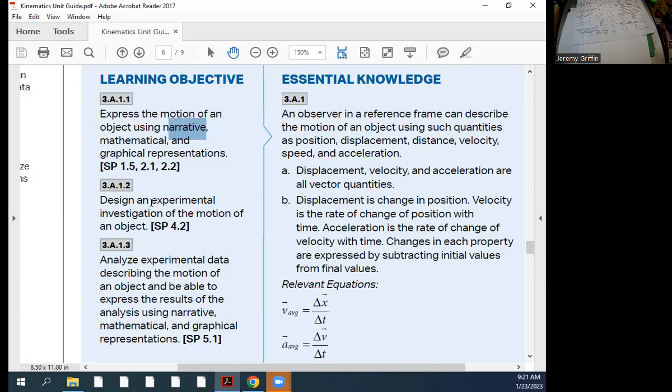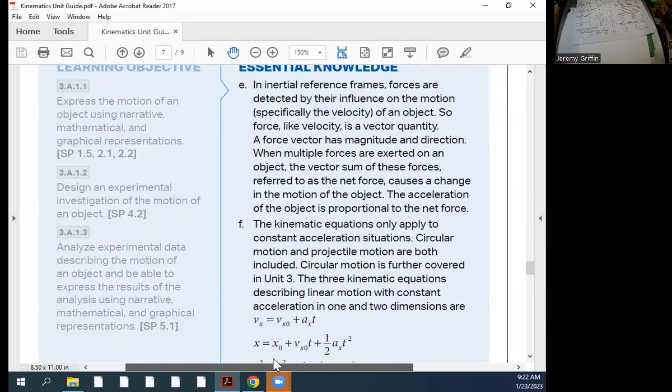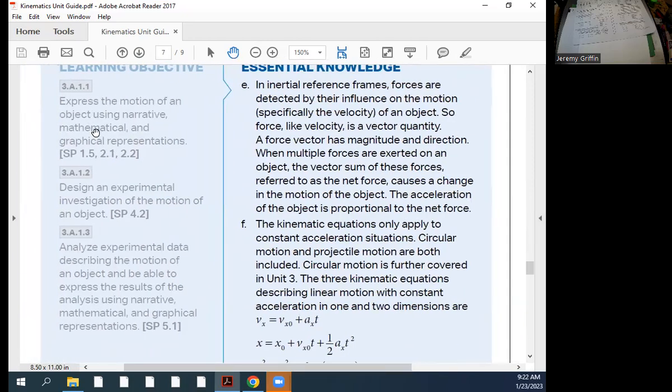Some FRQs are like that. Design an experimental investigation for the motion of an object. You did a few, and then they just pop up in the FRQs. Analyze experimental data, describe the motion of an object, and express the results using narrative, mathematical, and graphical representations. You can do that: write a paragraph, set up an equation, draw a graph, interpret a graph. Okay, looks like it's just a repeat.